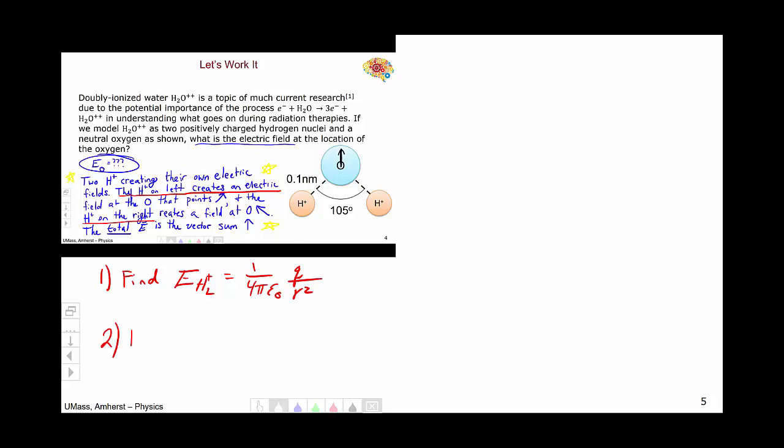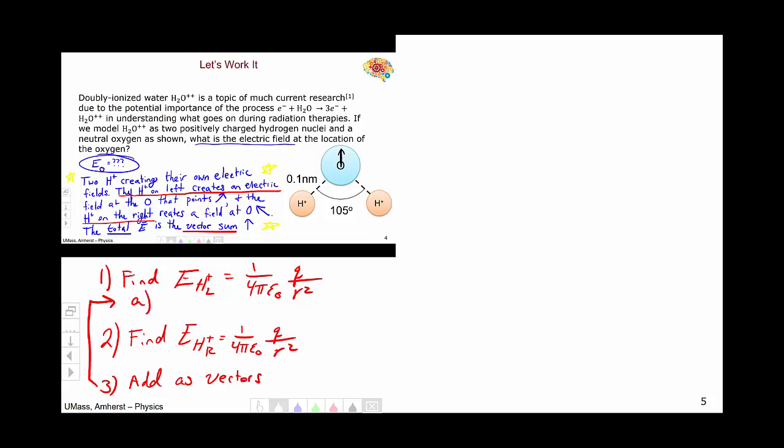Then find the electric field from the hydrogen ion on the right. And then the third step, add as vectors. Looking at step three, I can sort of see that for step one, I'm going to probably want to split into components. And similarly, after two.